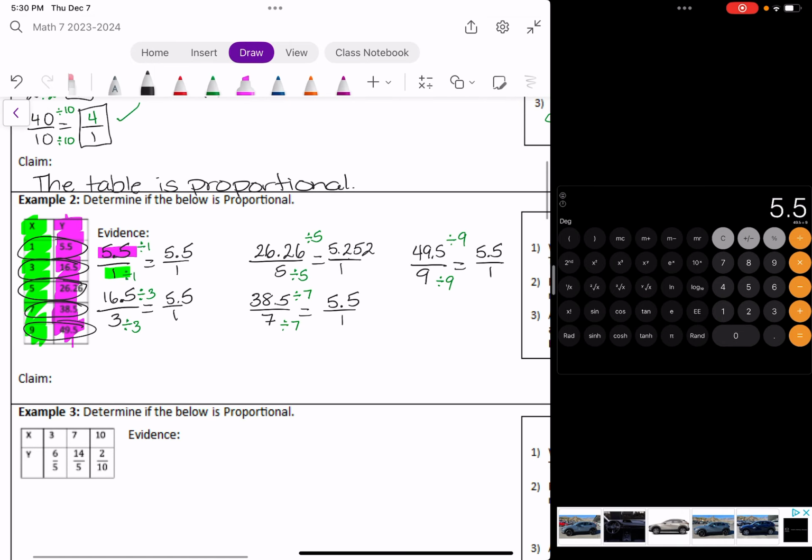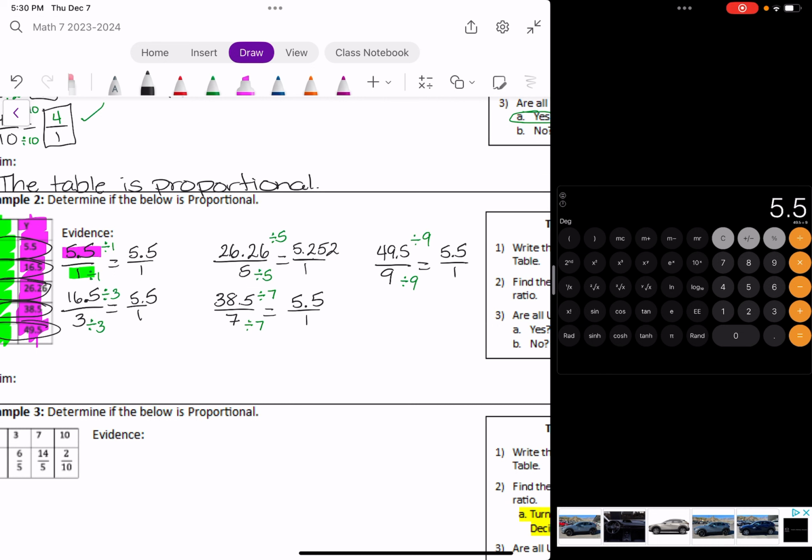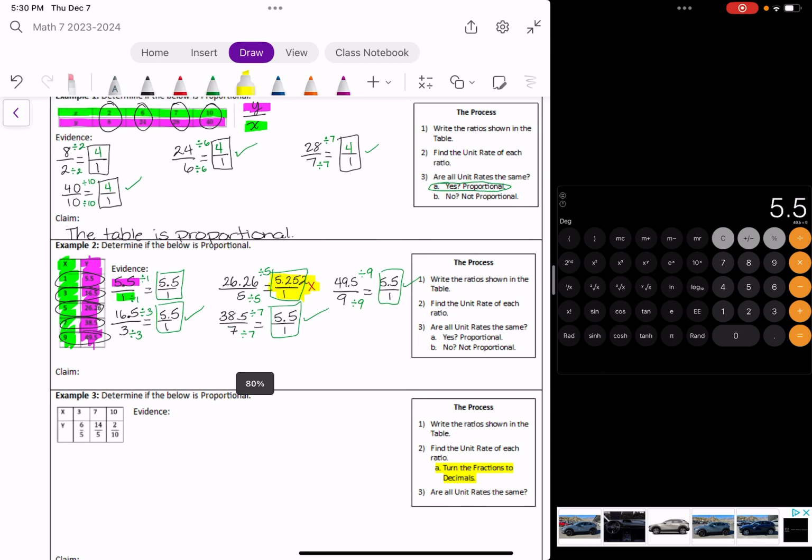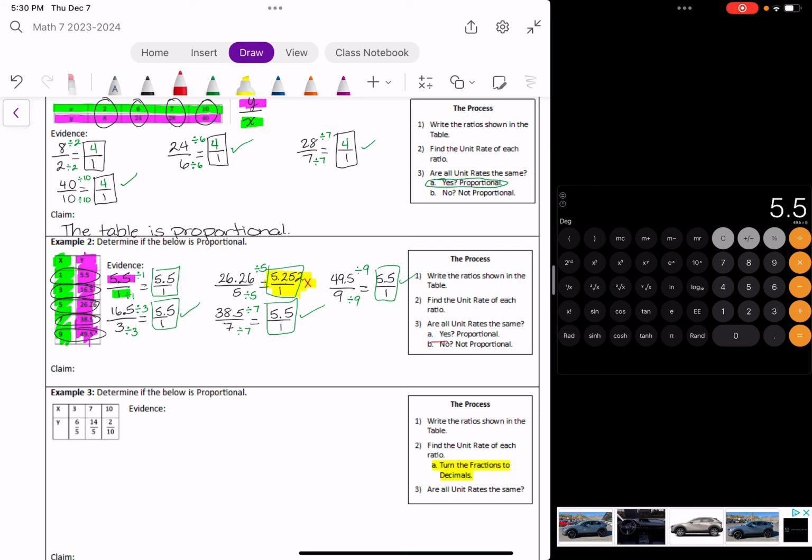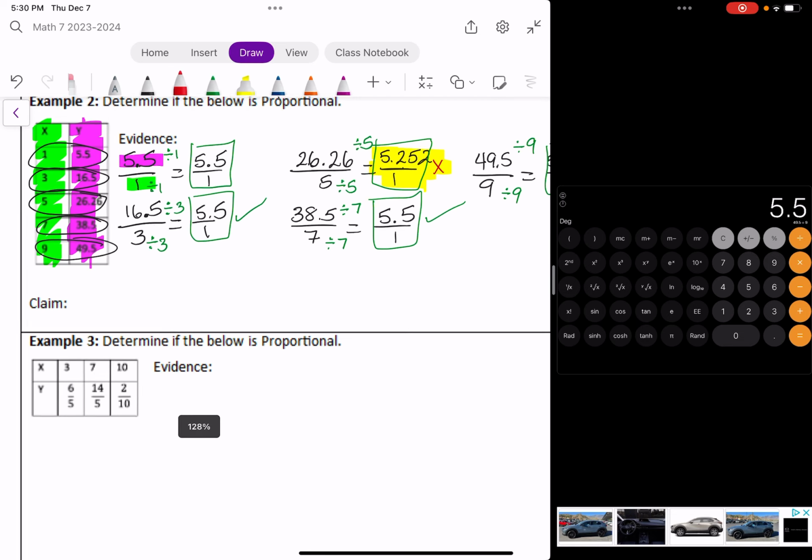Okay. And the last thing we need to do is see if they are all the same. We're going to say they all have to match 5.5 over 1. First one is a yes. Our second one is a no. Our third one is a match. And our last one is also a match. However, because this one right here is not a match, that makes them not all match. They're not all the same, which makes it not proportional.